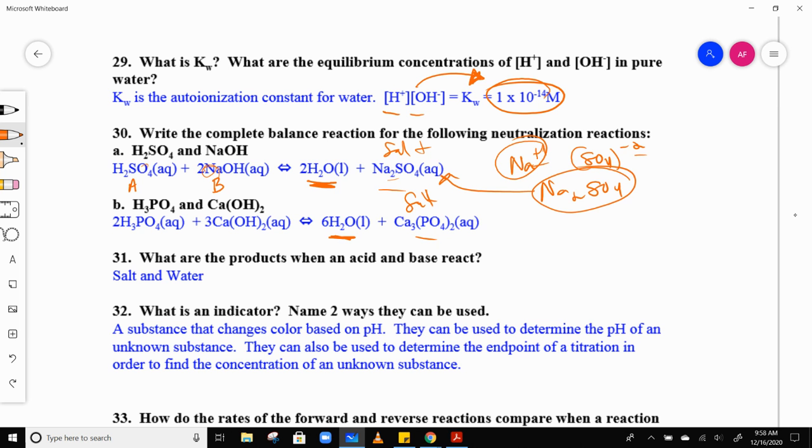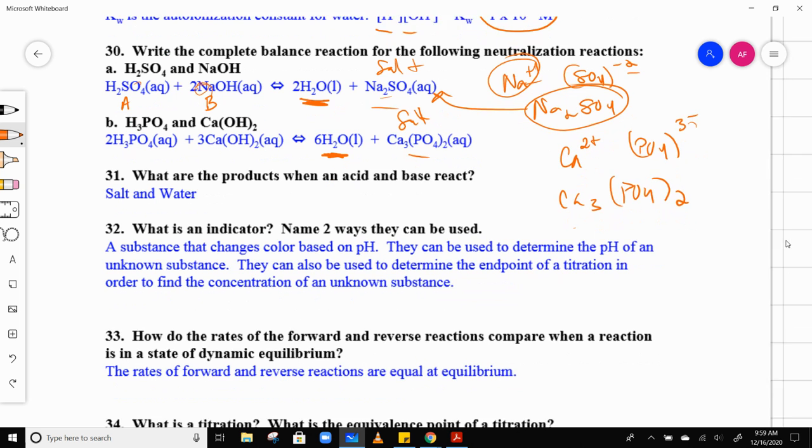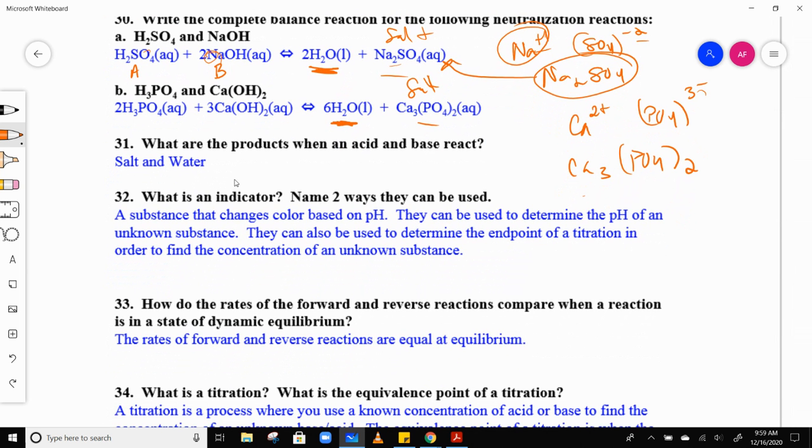Same thing here, H3PO4, CaOH2. H and OH come together to give you H2O. And then you're going to have Ca and PO4. Ca is a 2 plus. PO4 is a 3 minus. These come in multiples of 6. So you're going to need 3 of these and 2 of these. That means this is negative 6 and positive 6. They cancel each other out. Okay, so yeah, products are always salt and water of acid-base reactions.